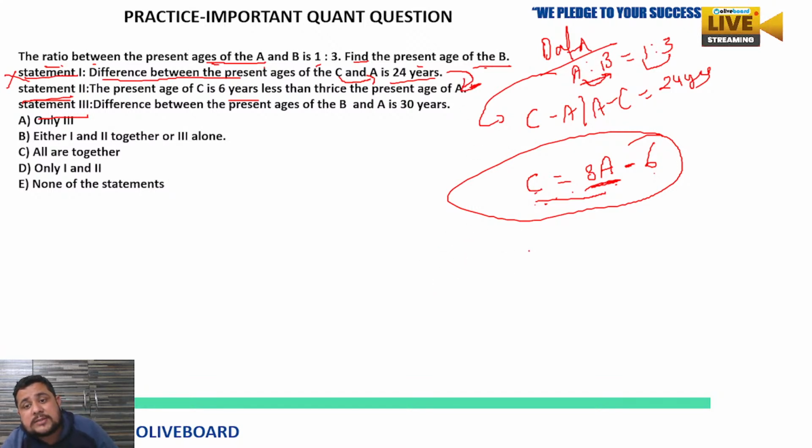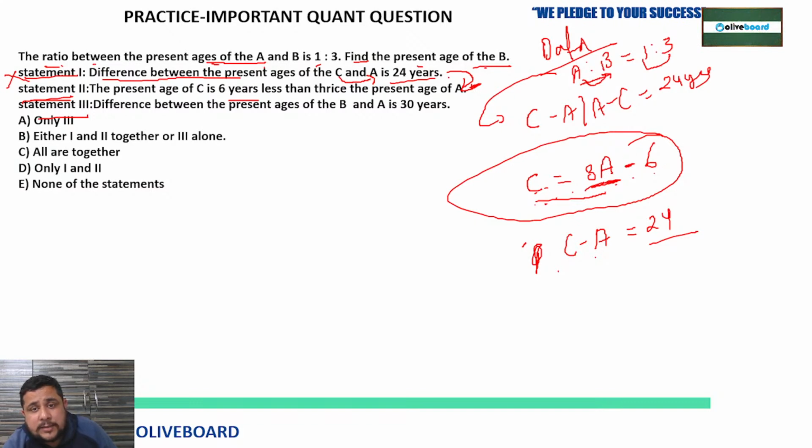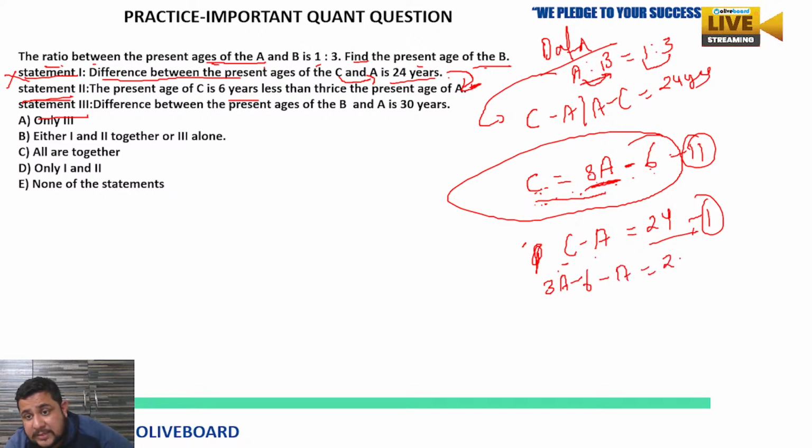Yes. Because see, one thing we know is that C minus A is equal to 24 in the first statement. And in the second statement, C is equal to 3A minus 6. So this is the first equation and the second equation. The value of C we can put here: C is equal to 3A minus 6. So 3A minus 6 minus A is equal to 24. Now 6 can be transferred to that side, and 3A minus A means 2A is equal to 30. So A is equal to 15. Clear?